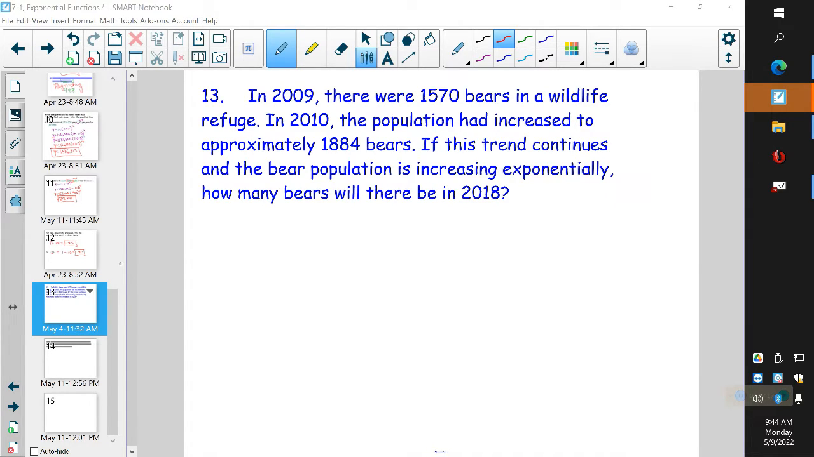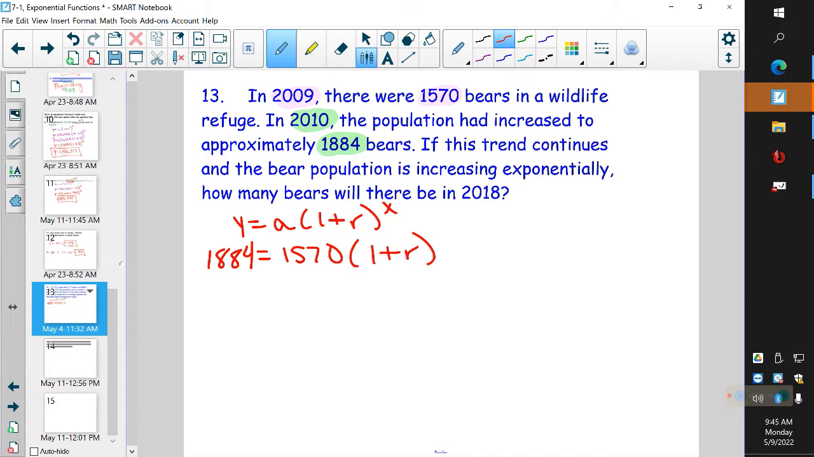So what we're going to go with is we're going to find out what we had versus what we started with. So in 2009, there was 1570, and then in 2010, it increased to 1884. And that is a 1-year difference. So what we're going to do is we're going to just use our formula that we have the entire time. And we know that our initial amount was 1570, and we know that our ending amount, which is going to be y, is 1884. I don't know my rate, but I do know that it was 1 year there. So this 1 right here is not even needed.